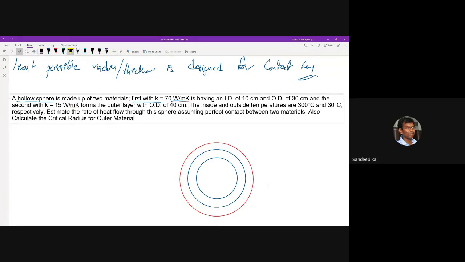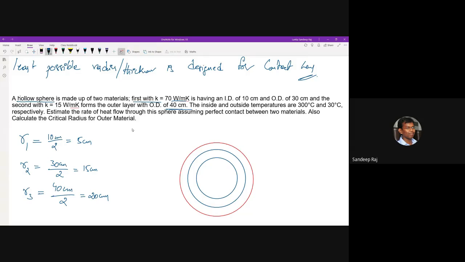And since there are three surfaces here, you will have three radii coming into play. R1 will be equal to 10 centimeters by 2, that is 5 centimeters. And the outer diameter of the first one is 30 centimeters, so R2 will be 30 centimeters by 2, that is 15 centimeters. And there is a third layer with 40 centimeter outer diameter. So 40 centimeters by 2 is 20 centimeters. So this value is given.